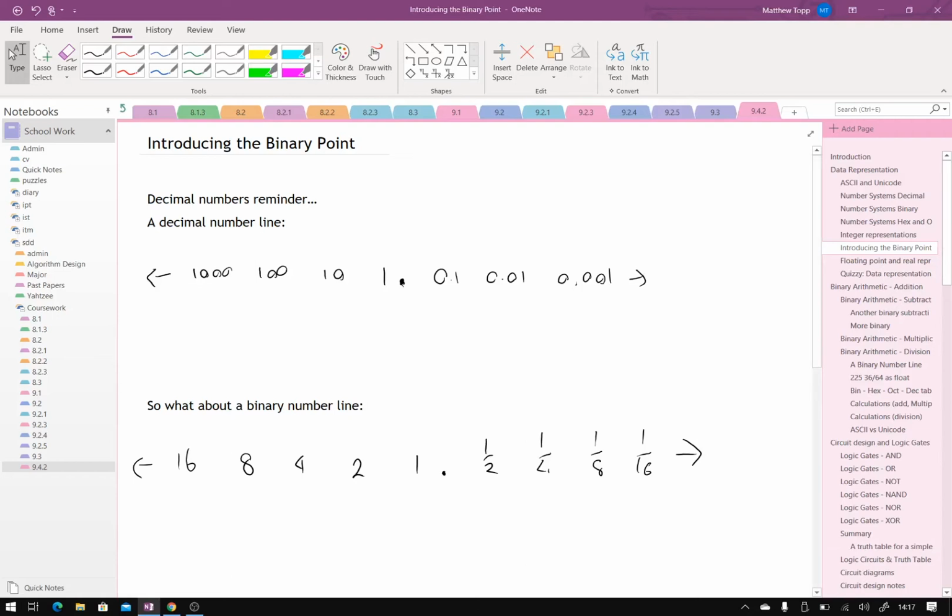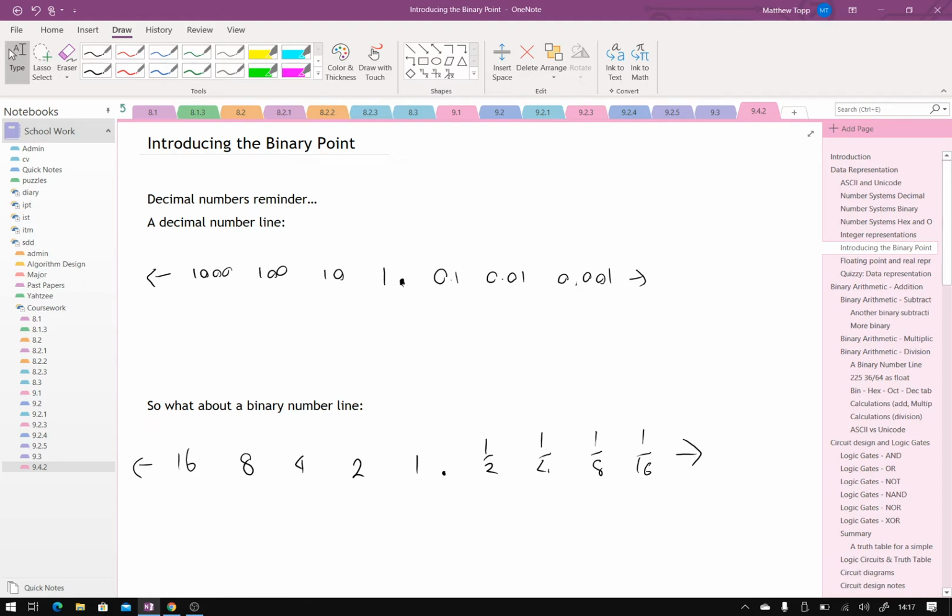We're going to look at the binary point, which is to say a way of looking at numbers that are not whole numbers. So far we've dealt with whole numbers, positive and negative, but now we've got to look at numbers that are in between values, in between 0 and 1 or whatever.